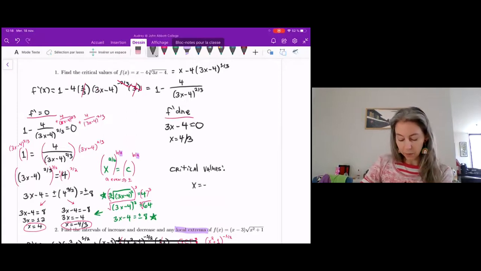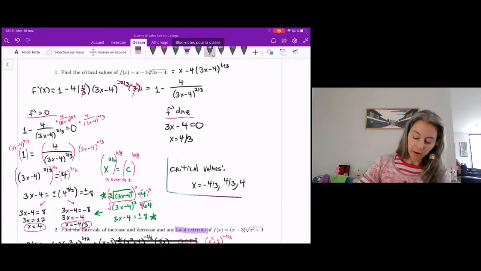Our x is equal to negative 4/3, positive 4/3, and 4. And that is my final answer to this question.